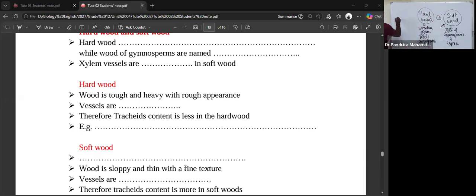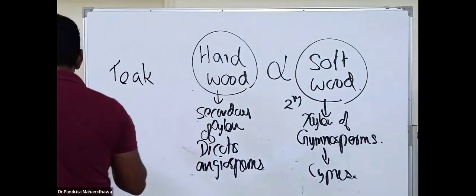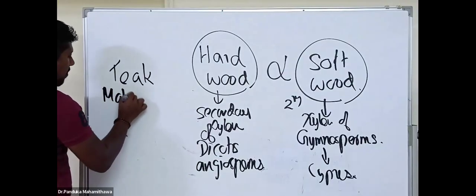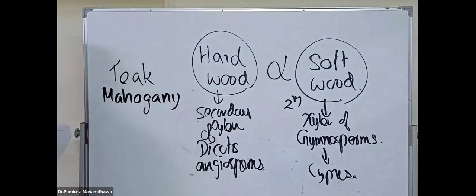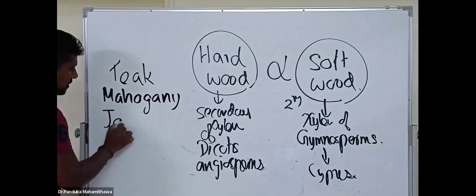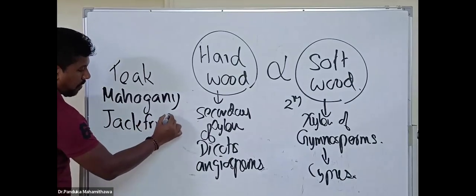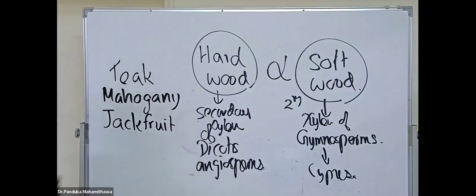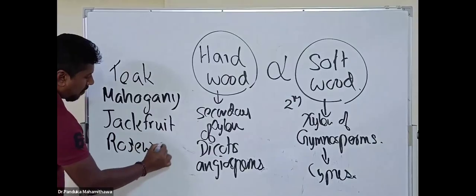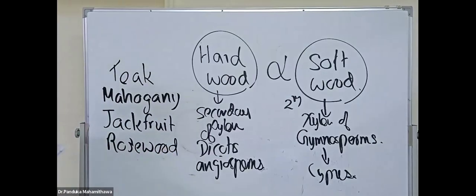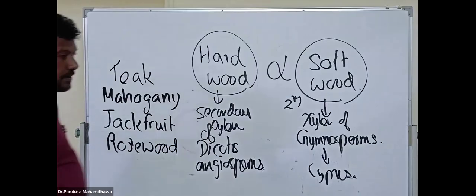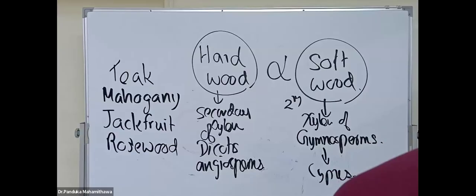Examples for hardwood: teak, mahogany, jackfruit and rosewood. These are the examples for hardwood.